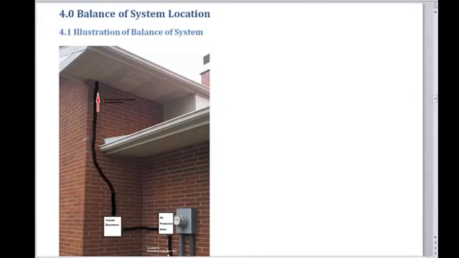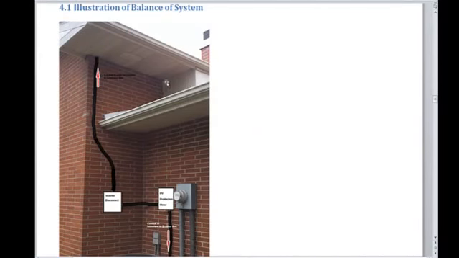Okay, Section 4 of our solar site assessment is based upon the balance of system. And Section 4.1 is actually an illustration of that balance of system. And there's some details that we really need to know. So here's a picture that is taken of this home. Now there's a couple things about this that could be better.